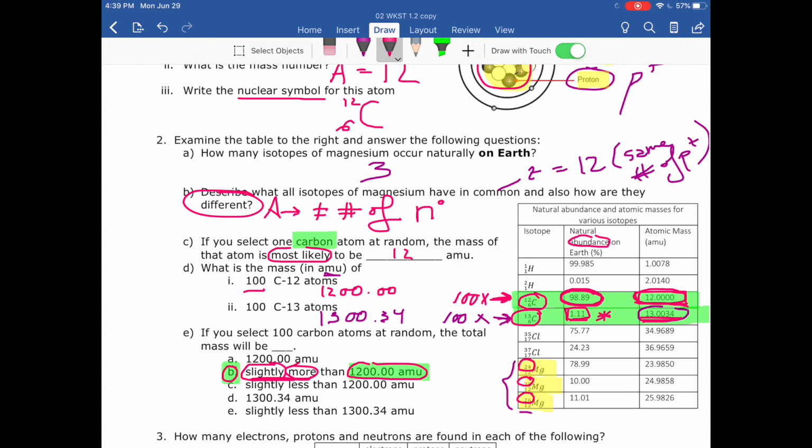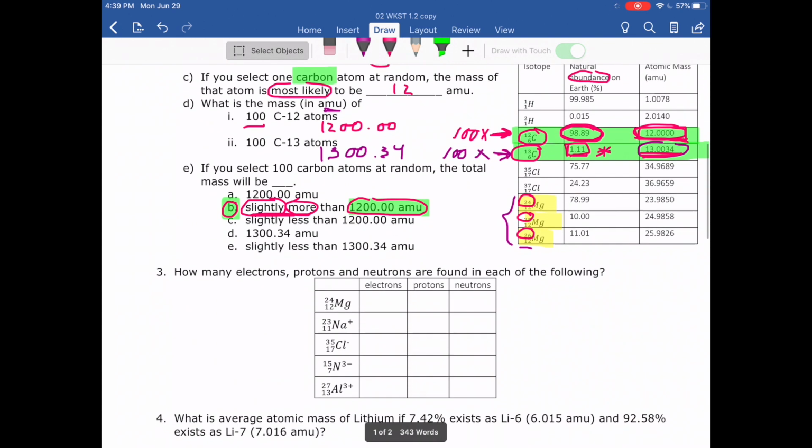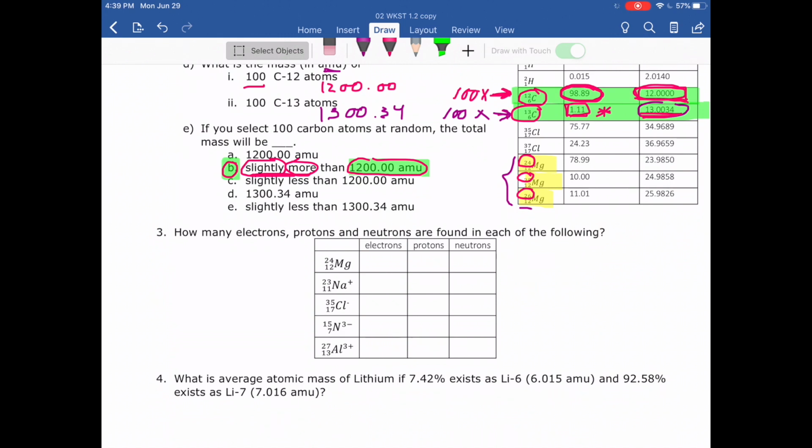So next problem. They give you the nuclear symbol of these atoms, or in this case some of them are ions, and you just need to find out how many electrons, protons, and neutrons they have. So we're going to start with the magnesium. Magnesium over here has no charge.